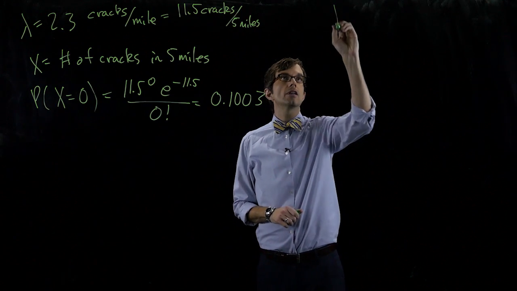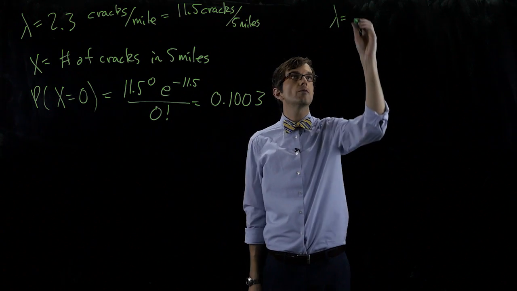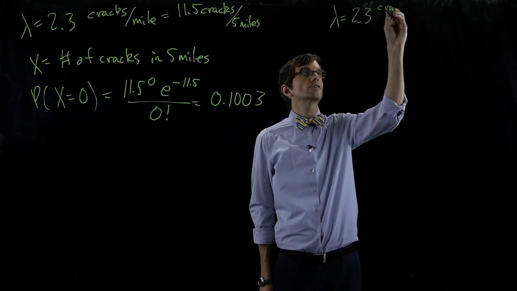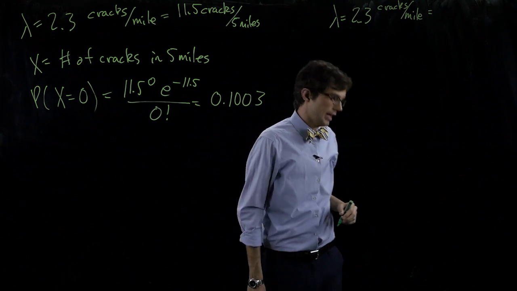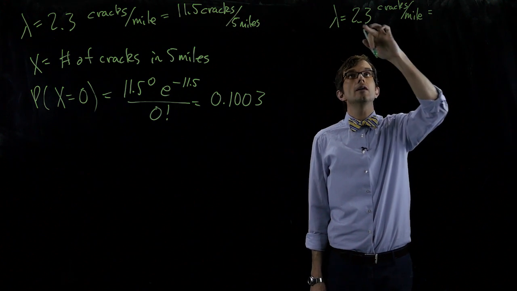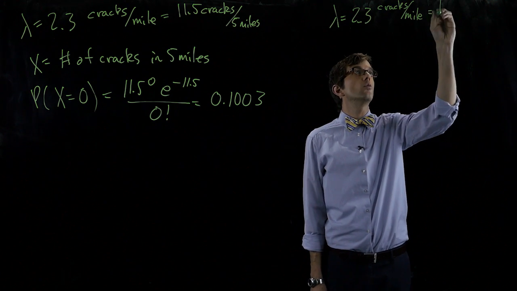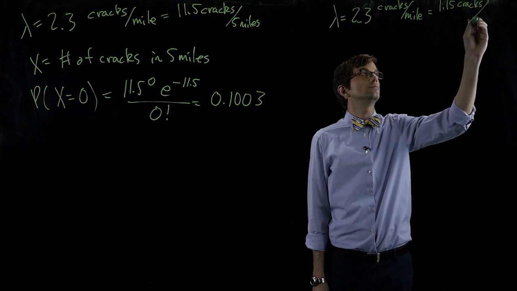Okay, so let's change up our lambda. Lambda was 2.3 cracks per mile, and we need a half a mile as our interval. So that would be half of this, 1.15 cracks per half mile.